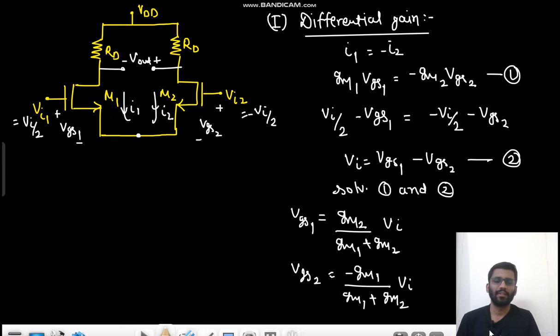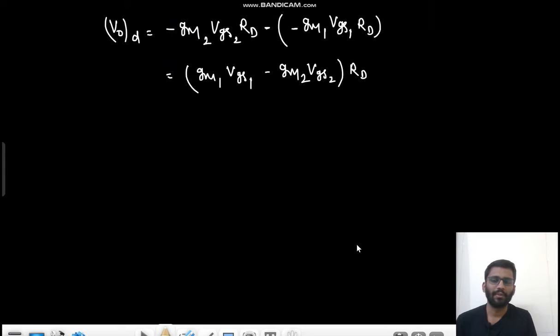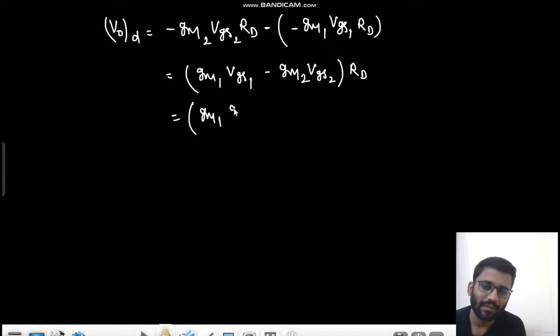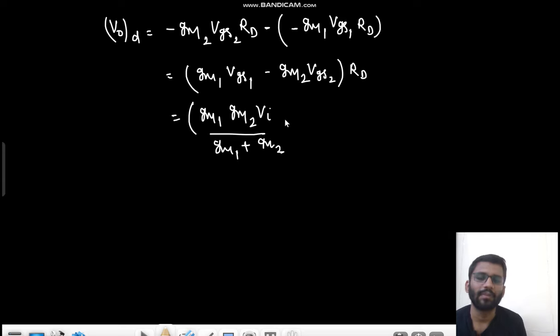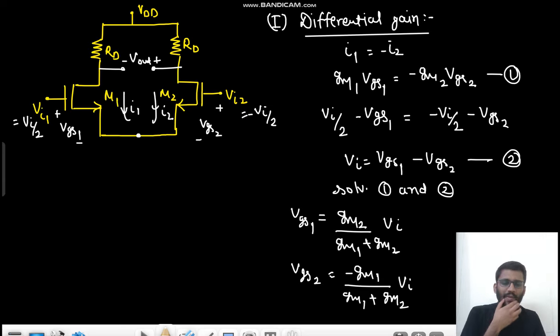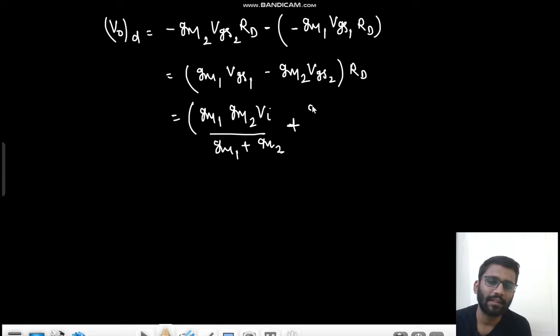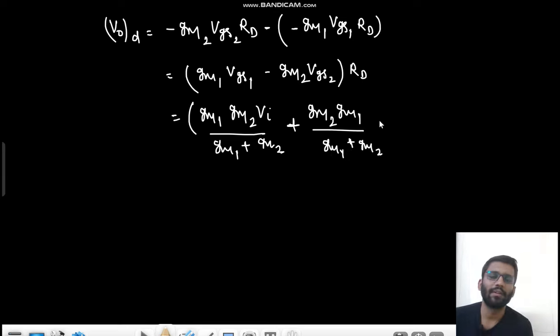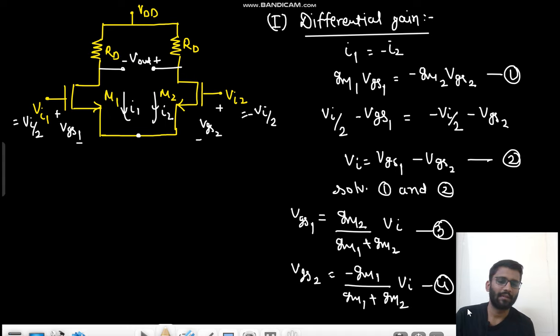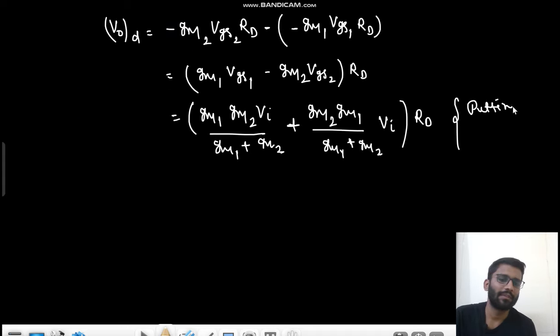V0, what is V0 differential? So for VGS1 we can put this value. It would be GM1 GM2 into V upon GM1 plus GM2 minus, this will be plus as well, GM2 GM1 upon GM1 plus GM2 into V into RD. Just putting the values from equation 3 and 4.